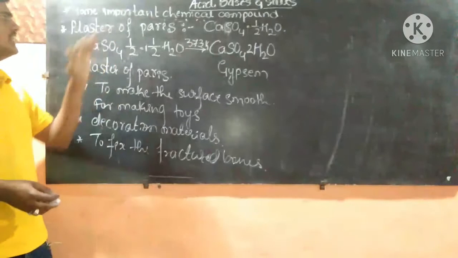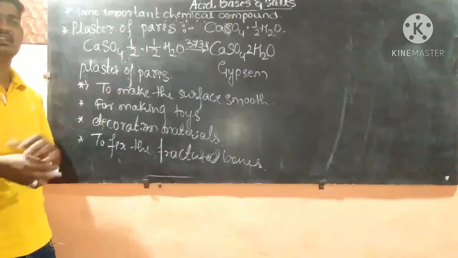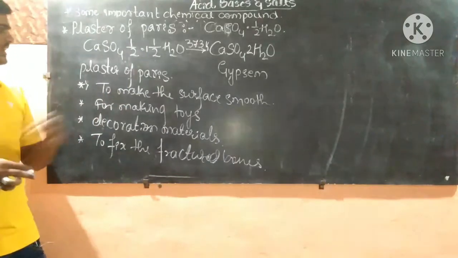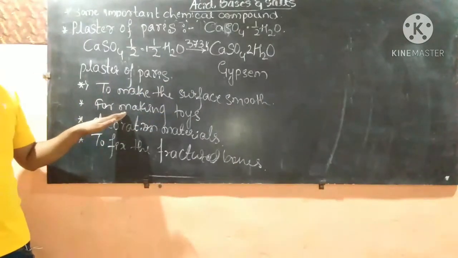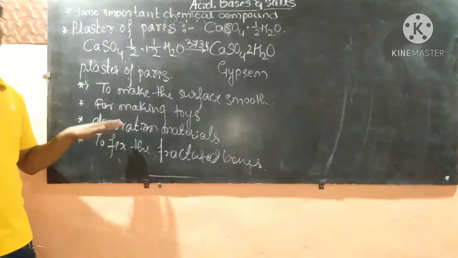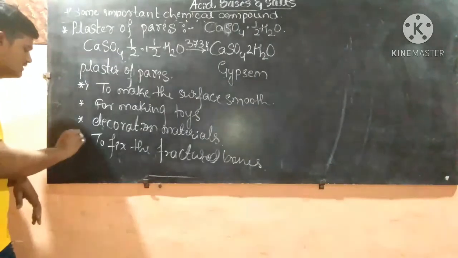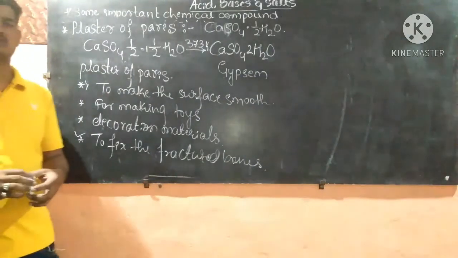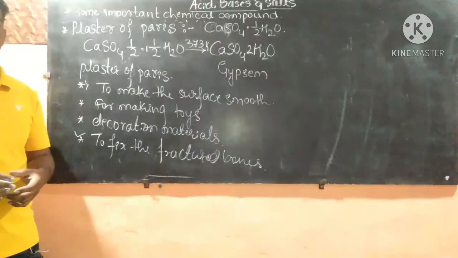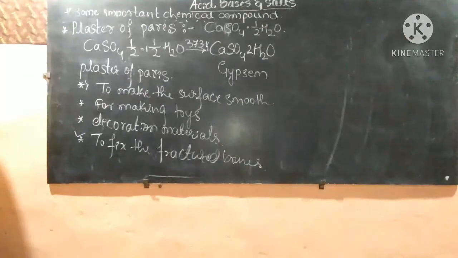It is widely known as POP. In buildings, POP is used to make the surface smooth, and for making toys. It is also used in the preparation of some decoration materials. And lastly, the plaster of Paris is used by doctors to fix the fractured bone. So these are the uses of plaster of Paris.